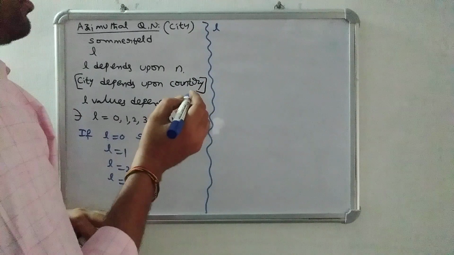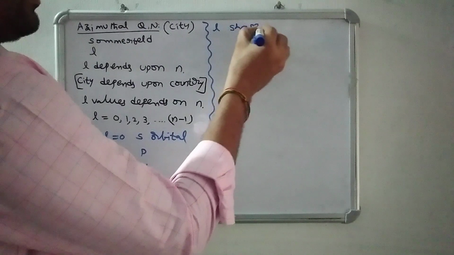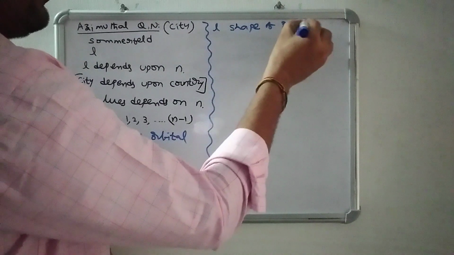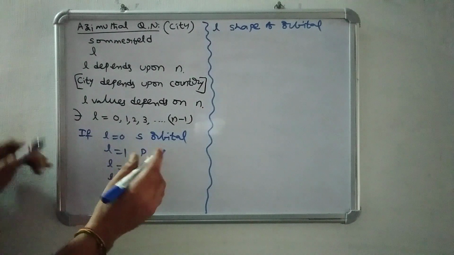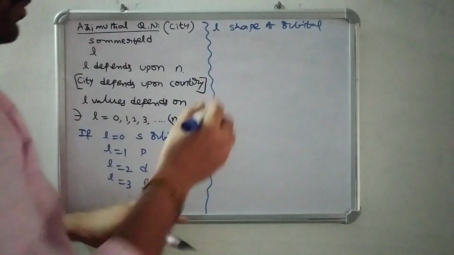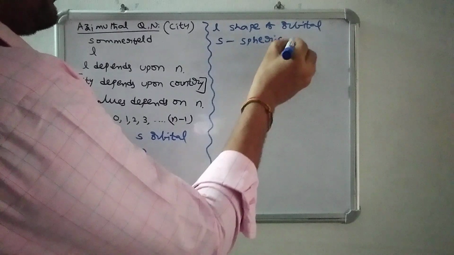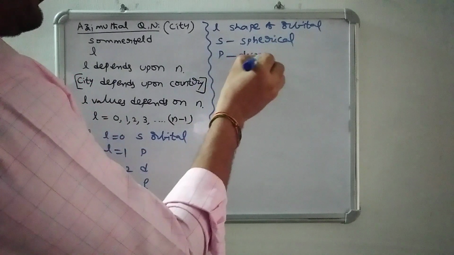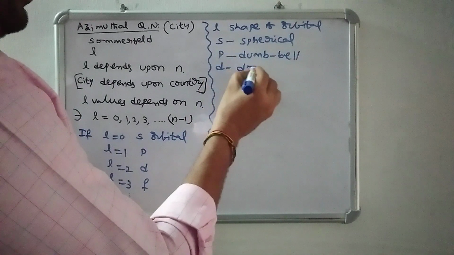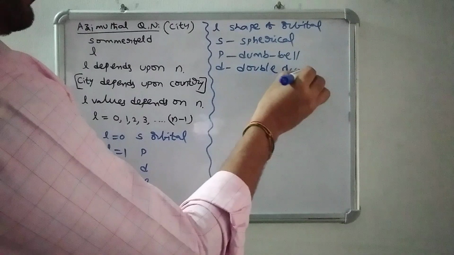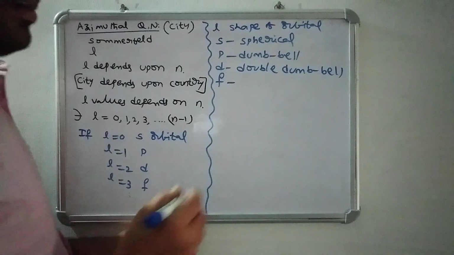The azimuthal quantum number L gives the information about the shape of the orbital. S orbital shape is spherical. P orbital shape is dumbbell. D orbital shape is double dumbbell. F orbital shape is four-fold dumbbell, otherwise peculiar.